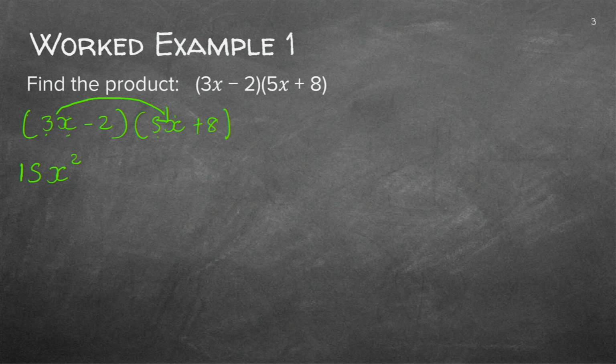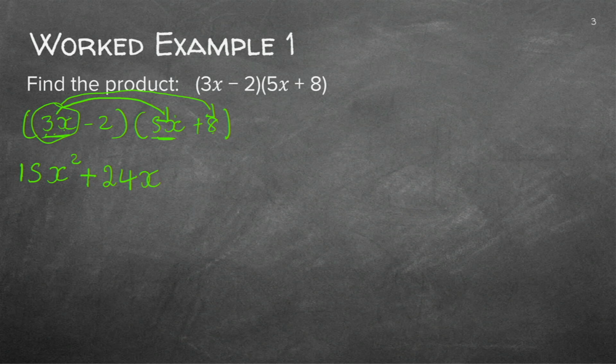So you multiply the first part with the first part. However, you also need to multiply the first part of the first binomial with the second part of the other binomial. So you're multiplying 3x and 8. So you're going to have plus, what is 3 multiplied by 8? You are going to have 24. So 24x is your answer.